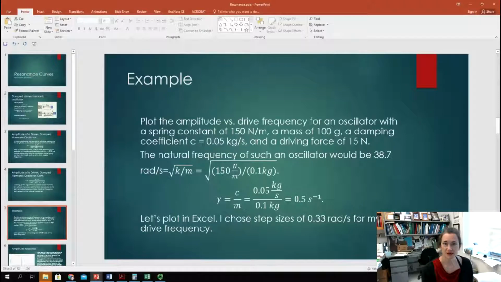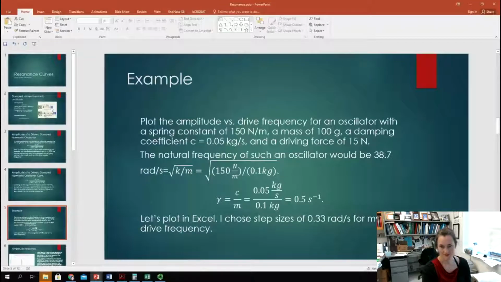Okay, so one example problem that I want to do is to plot the amplitude versus the drive frequency for an oscillator with a spring constant of 150 newtons per meter, a mass of 100 grams, a damping coefficient c of 0.05 kilograms per second, and a driving force of 15 newtons. So we're going to need a few constants to continue on using our equation for A. So first of all, we need to calculate the natural frequency. Remember that the natural frequency omega naught is equal to the square root of k over m. So if we plug that in, we have the square root of 150 divided by 0.1 kilograms, which is 100 grams, and we find a natural frequency of 38.7 radians per second.